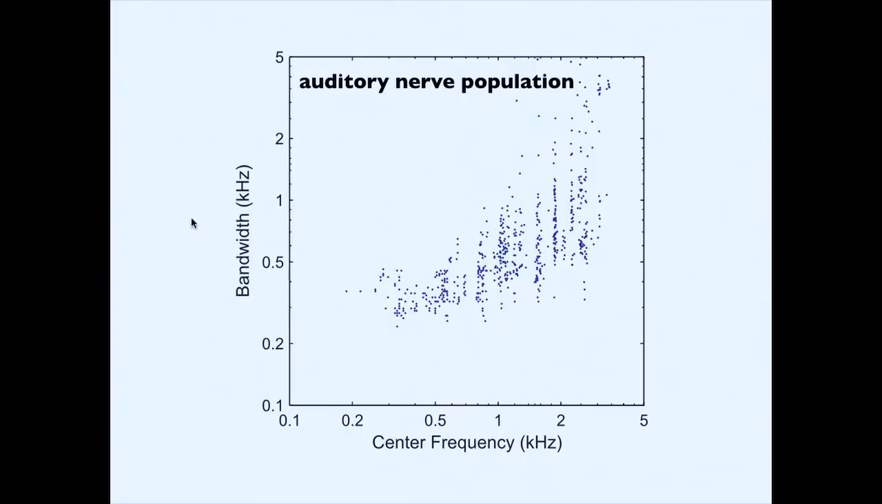So if you look at the auditory nerve population, this is the center frequency versus the bandwidth. This gives you a picture of how the auditory nerve population is organized. And what you see is that in general, the integration time decreases, or the bandwidth increases, as the center frequency increases. If you just take environmental sounds and plot them in that same space, they don't match. And they don't look like the auditory nerve filters either. If you take animal vocalizations, they don't match either.